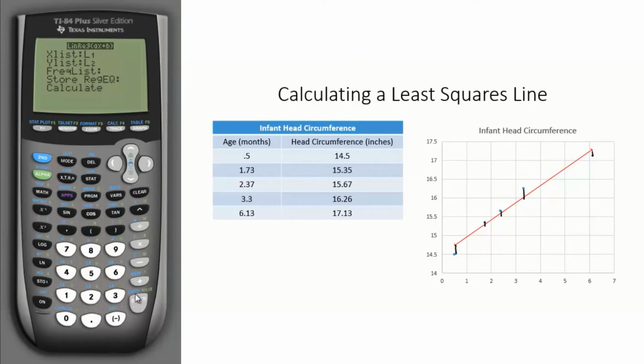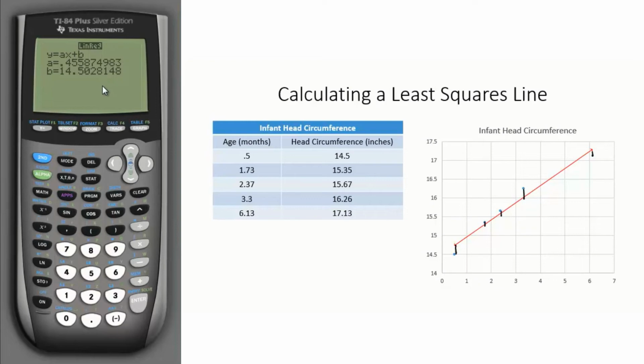So we will click calculate, and now we have our line of best fit, which is our least squares line in slope intercept form, y equals ax plus b, where a is our slope 0.456 and b is our y-intercept 14.5.